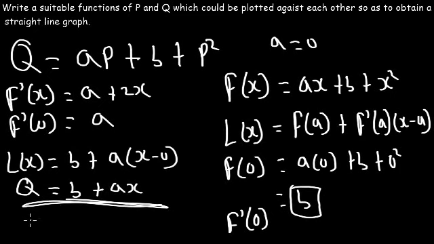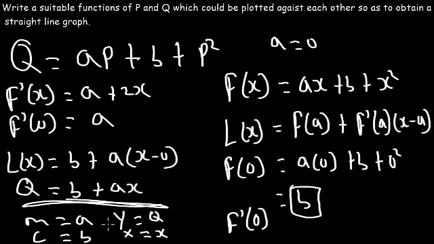So therefore, the gradient m is equal to a, the intercept is equal to b, capital Y is equal to q, and capital X is equal to lowercase x. And this is the final answer to this problem.